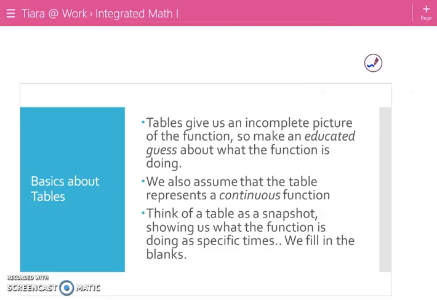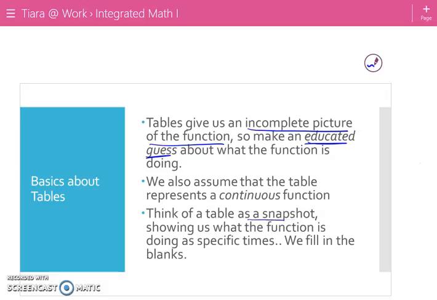Alright, so the first thing we have to recognize about tables is that they aren't as informative as a graph is. The table gives us an incomplete picture of the function, because they only can give us a few points here or there, where a graph has an infinite number of points, okay? So we really have to make a good guess about what the function is doing.